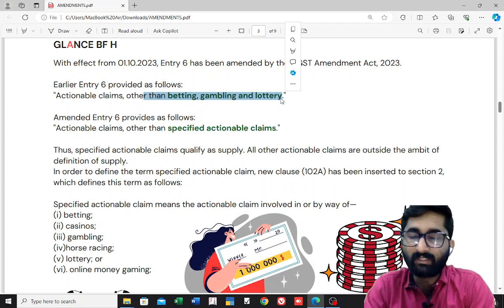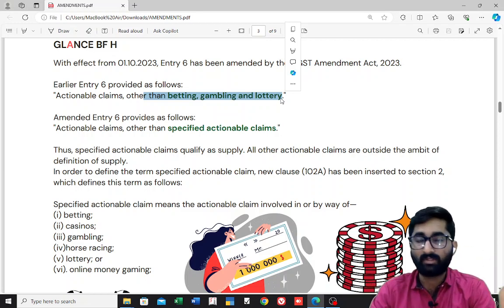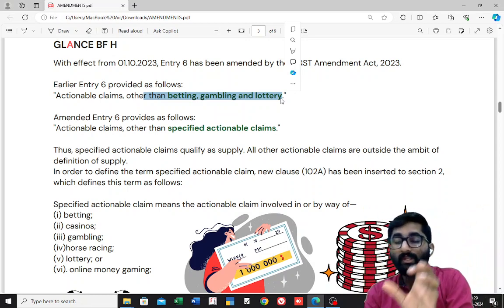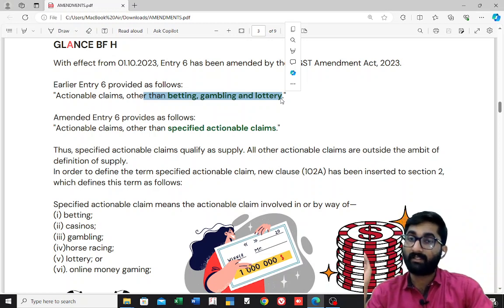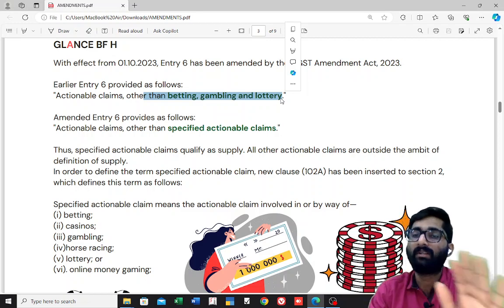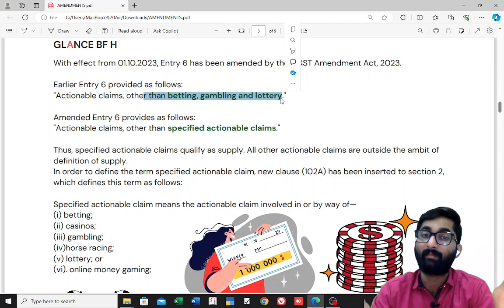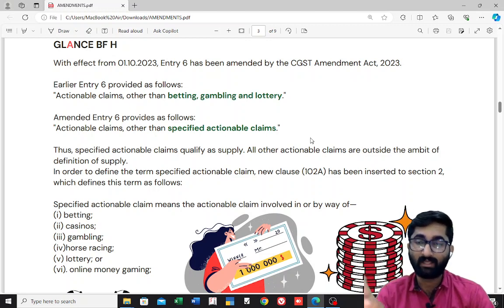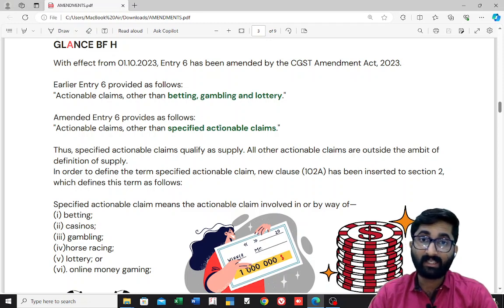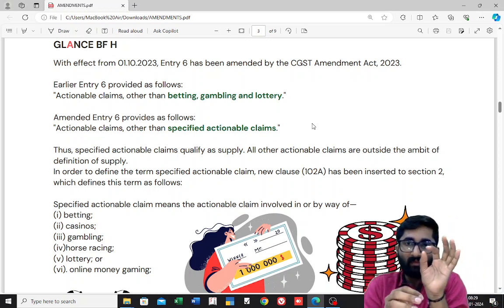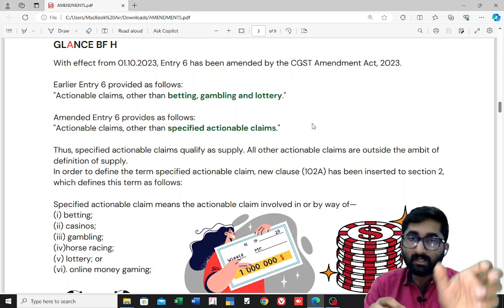So what was there in entry number 6? Are actionable claims goods? Yes. Section 2(52): goods are anything which is movable excluding money and securities, but includes actionable claims. So actionable claim is goods, but supply of actionable claim is neither supply of goods nor supply of service, except betting, gambling and lottery. So the wording in entry number 6 was actionable claims other than betting, gambling and lottery. Now the amended entry 6 provides as follows: actionable claims other than specified actionable claims. Now we have to discuss what these specified actionable claims are. They have taken out betting, gambling and lottery and used the words specified actionable claims.